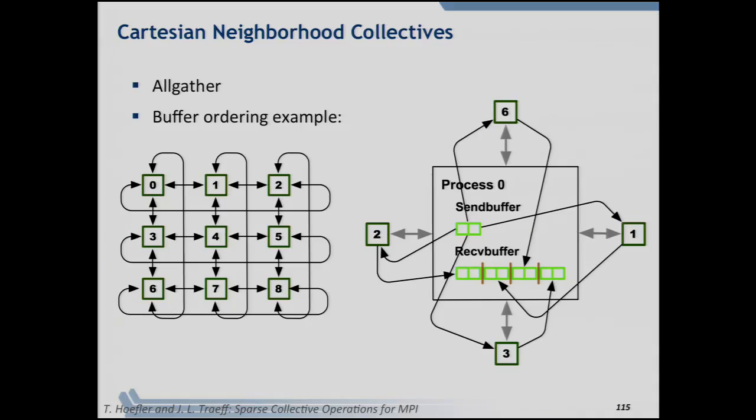As an example, you could use an all gather to gather your neighbor data from all of your surrounding neighbors. So it's an all, but for the neighborhood collectives, all just means those processes in the topology as opposed to all the processes in the communicator.